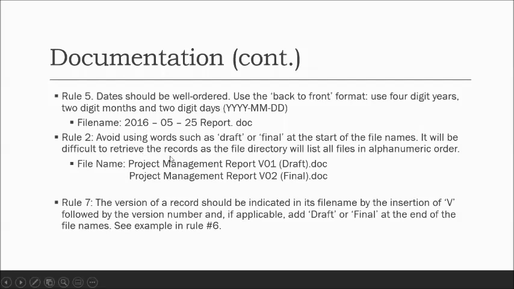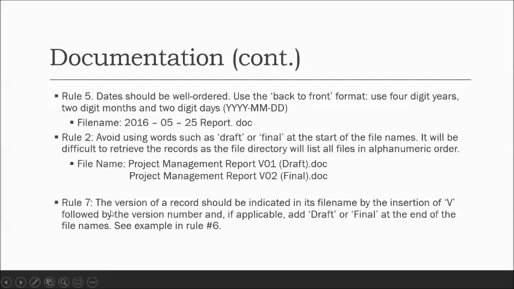It will be difficult to retrieve the records as the file directory will list all files in alphanumeric order. Right? Why? Sometimes when there are many, say for example, when our computer searches for files, what we see usually comes out in alphanumeric order. Meaning, letter A first. Okay? So, if all of them start with D, all the D's will come out. So, it will take you longer. No? So, an example of this is, Project Management version 01. So, it can be like this, draft, so you immediately know that this is the draft. And then, another example is, you immediately know that version 2 is the final. Because who knows, you may have many versions. Which of these is the most final document.